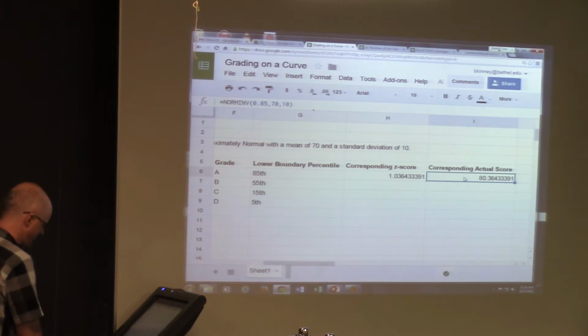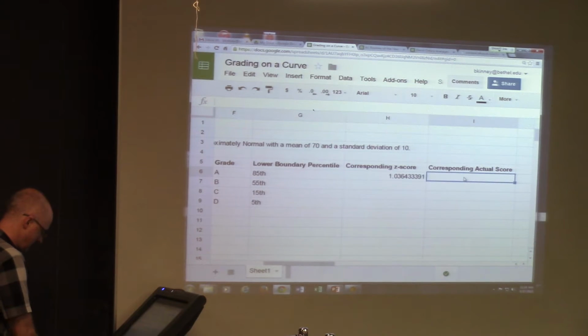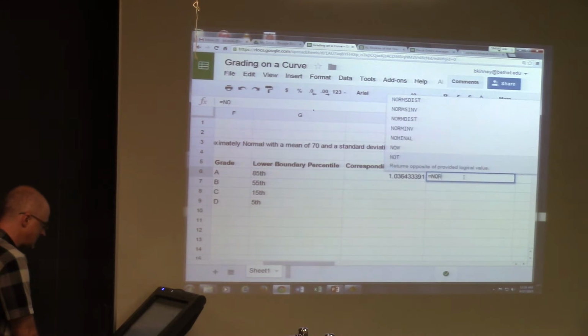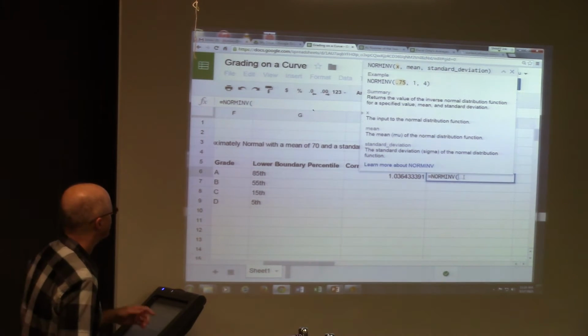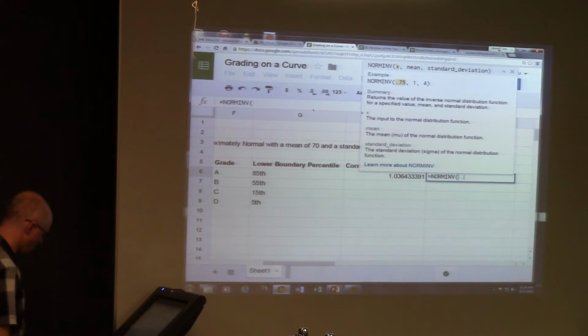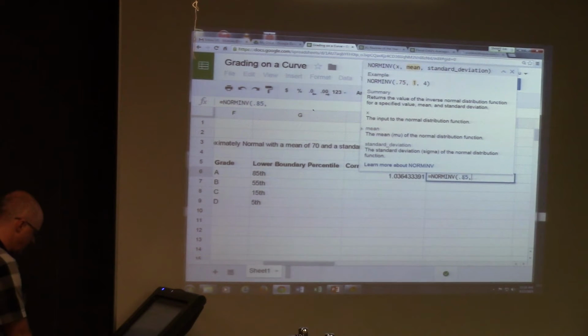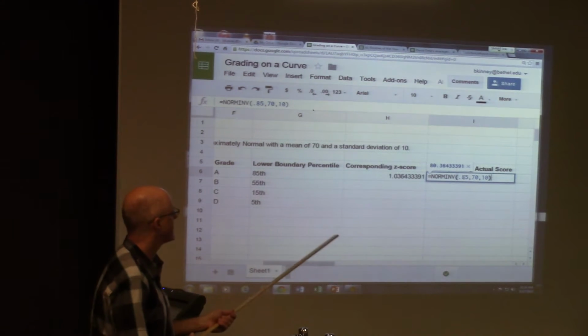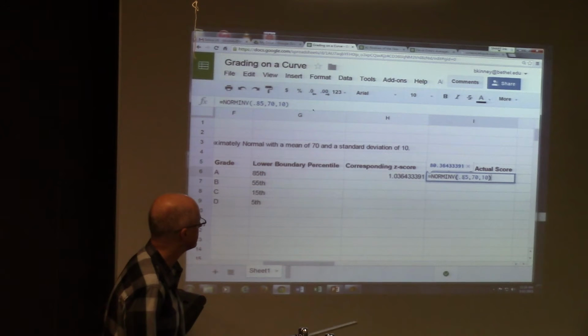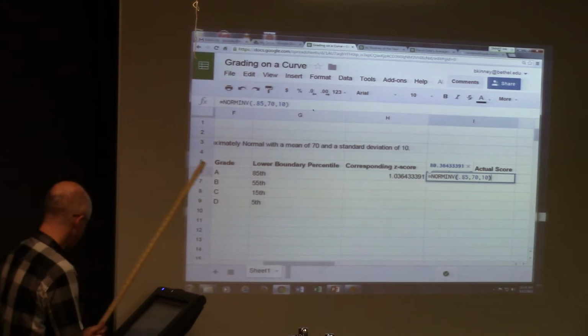I can also do it for the actual scores. Again, it's NORMINV, which stands for inverse normal. If I'm after the 85th percentile score, I type in 0.85. The original mean was 70, the original standard deviation was 10. That's going to return an exam score at the 85th percentile. It's about 80.